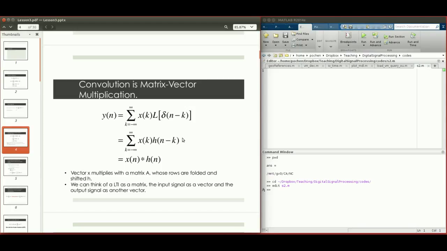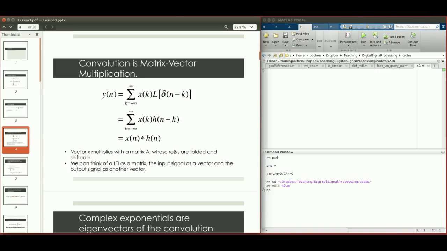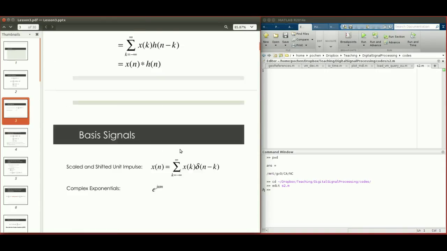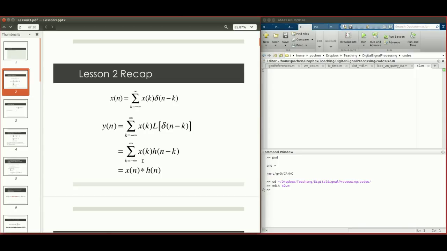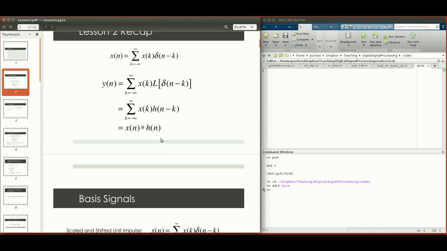So let's go back and analyze the convolution operation. Let's take another look at the convolution operation. In lesson 2, we wrote a computer program to implement this convolution operation by calling the Matlab function called conv. Inside of conv, it's basically implementing this summation over k, this multiplication, and also shifting.